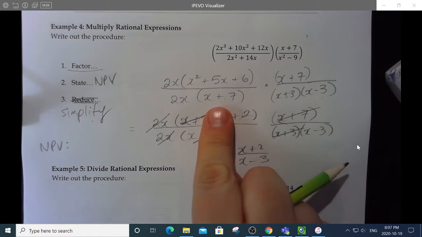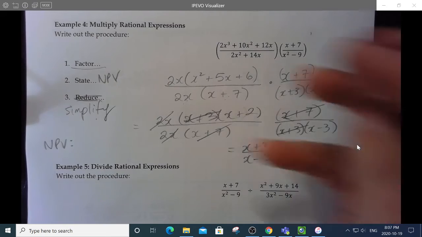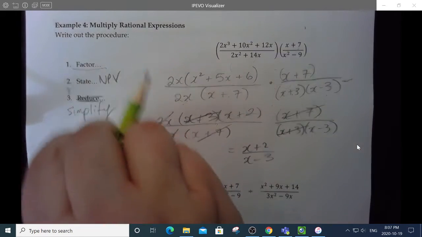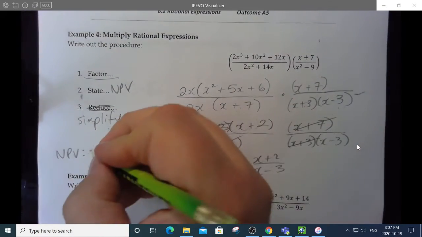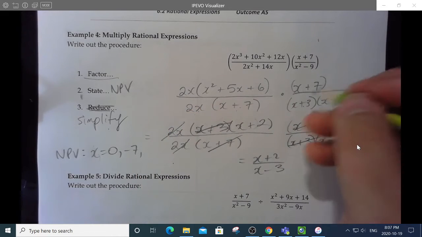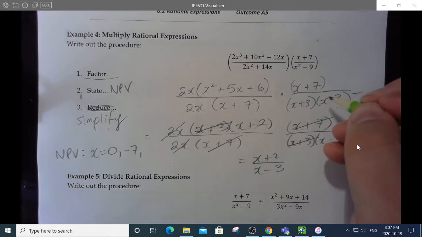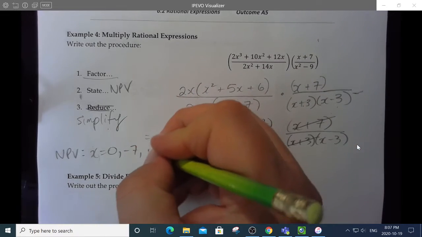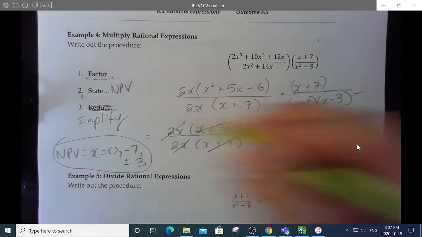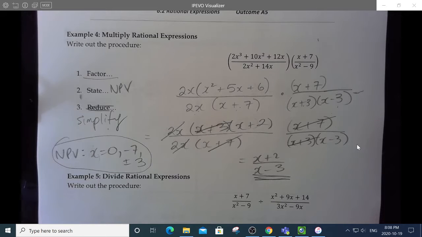Because think about it, this times this times this times this, 0 times anything is 0. So my non-permissible values are x equals 0, negative 7, and then 3 or negative 3. So this one, if negative 3 was here, you'd get 0. If positive 3 was here, you'd get 0. So feel free to write plus or minus like that when you have both. And there you go. There's your non-permissible values. There's your simplified form. All done.